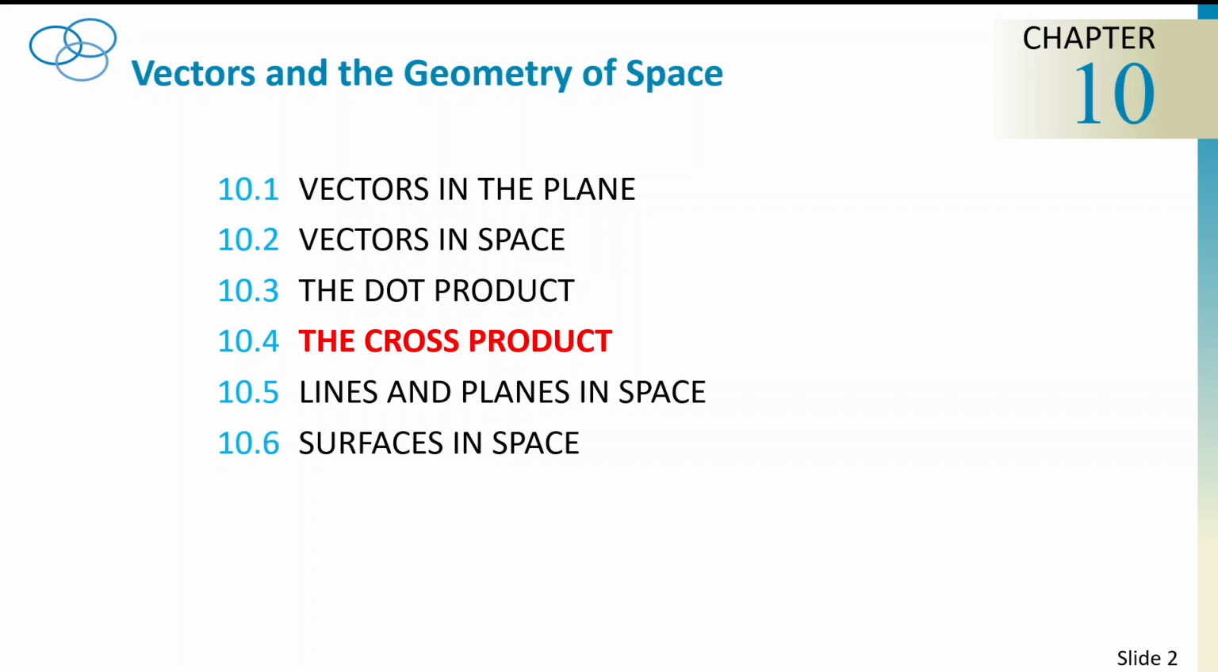As we saw before, we were able to use the dot product in two-dimensional space as well as three-dimensional space. But the cross product operation exists only for three-dimensional space. So there's no operation corresponding to the cross product in two-dimensional space. These are the major differences between the dot and cross product.